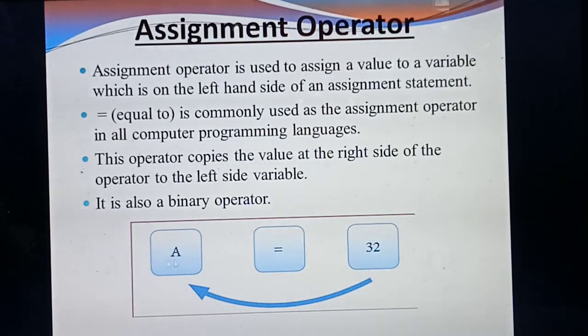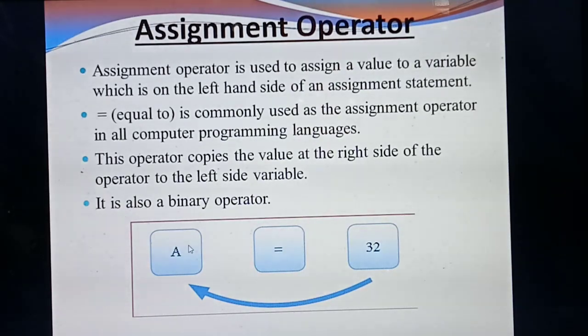It will assign the value to the right hand side to the left hand side variable. That is, 32 is assigned to the variable a. So this also we can call a binary operator. You can assign a, b equal to 10, 5. So here also we can say two operands are there.